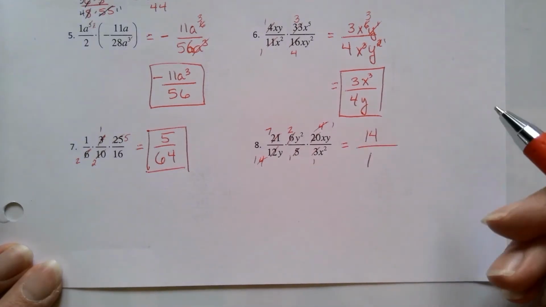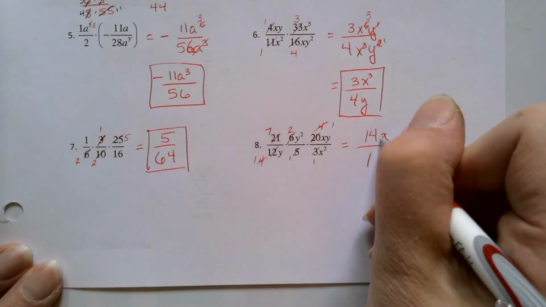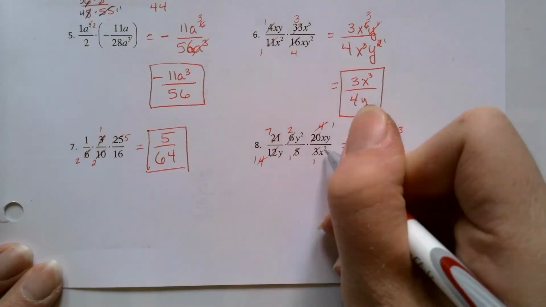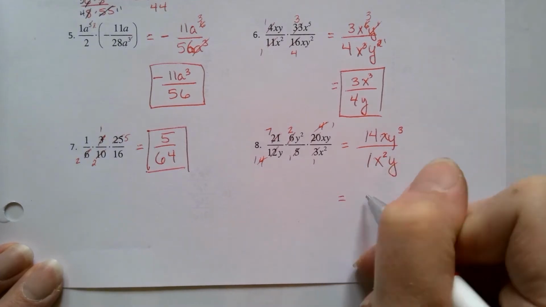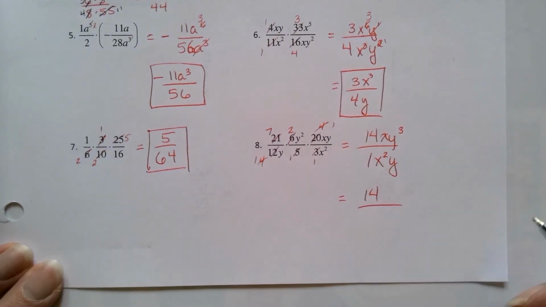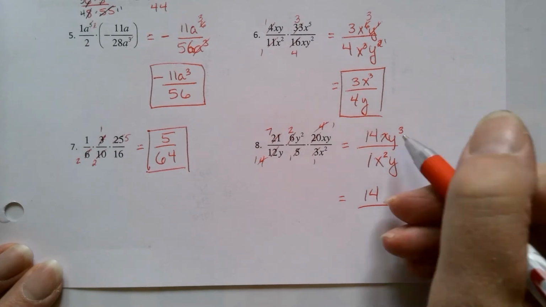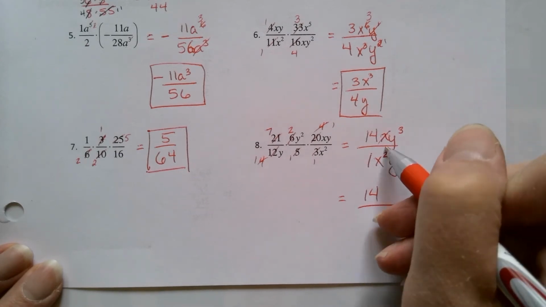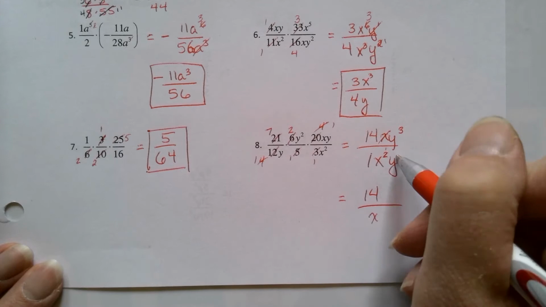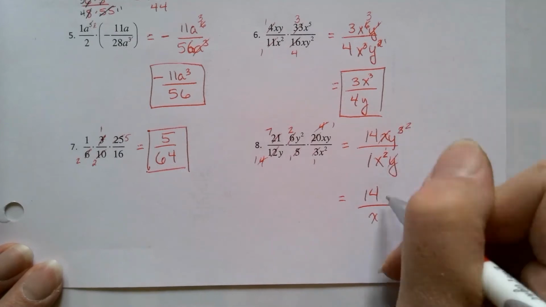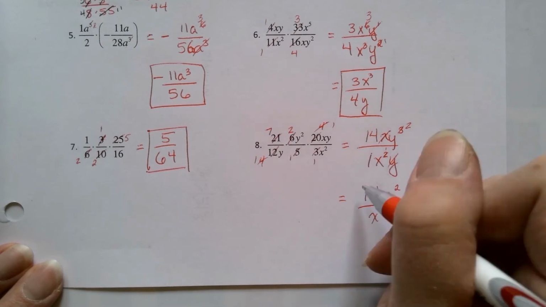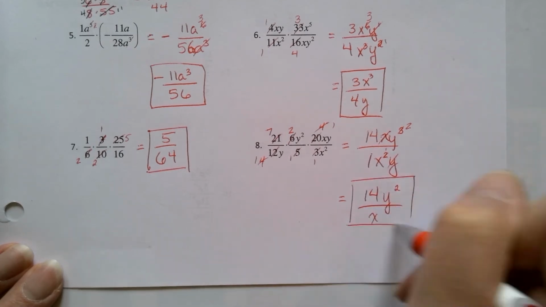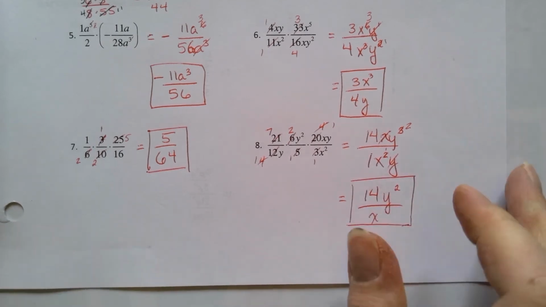Now, I still need to do my variables. So I have x and I have y to the third. And down here, I have x squared and I have a y. So if I'm cleaning this up, I keep my 14. I don't have to keep my 1 in the bottom. X is going to be left over down there. So that'd be x. And then y cancels with that. So I have y to the second up there. And that is the final answer. So that is multiplying and using cross canceling.